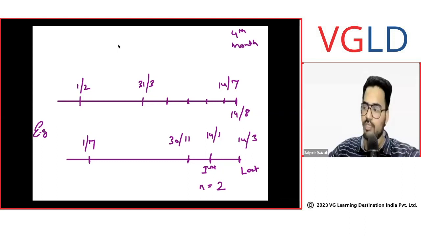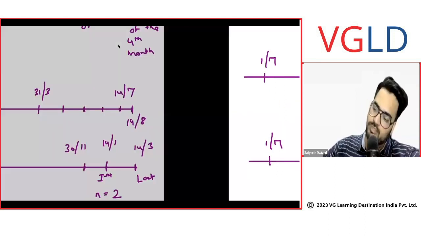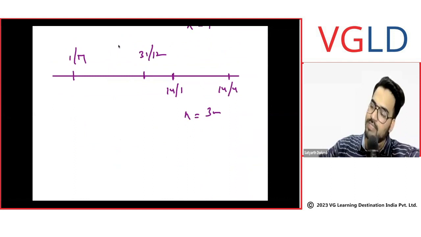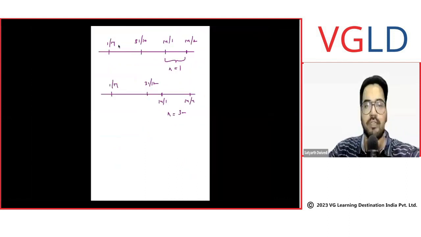So July, August, September, October, November. So 5 month AP, then N is equal to 2 months. Otherwise, N is 1 month and here N is 3 months. Is that clear? Yes. Surbhi, Manan and all of the other guys.